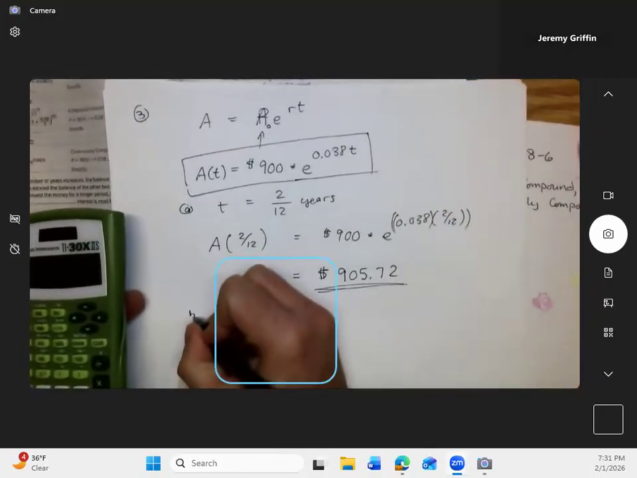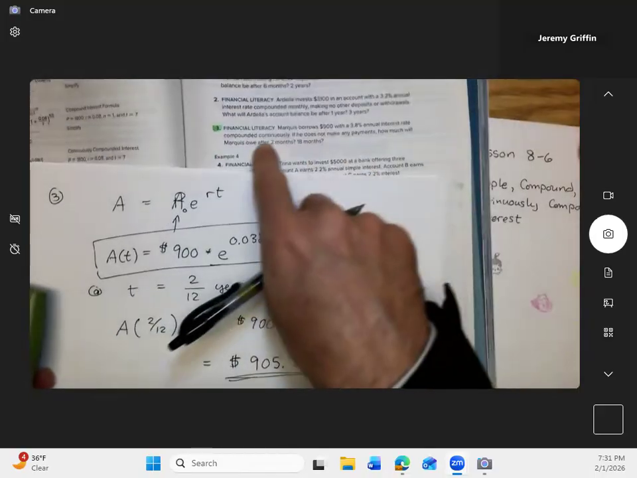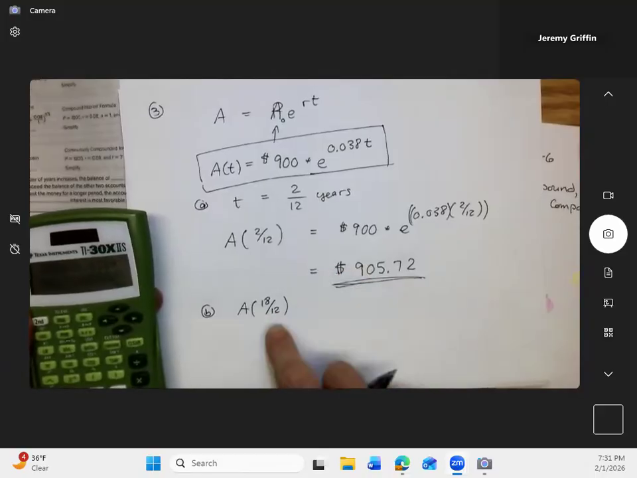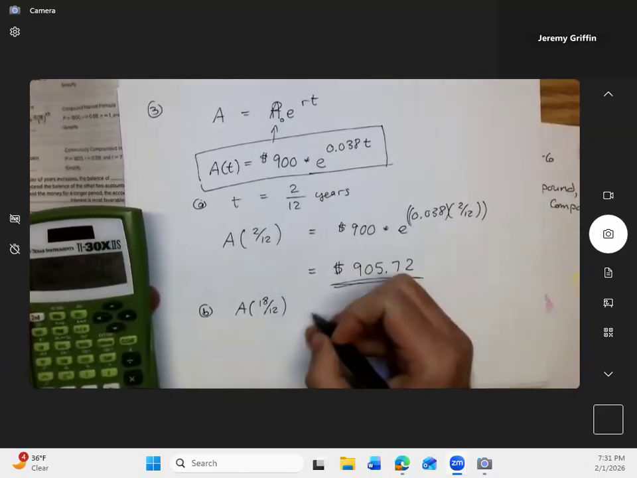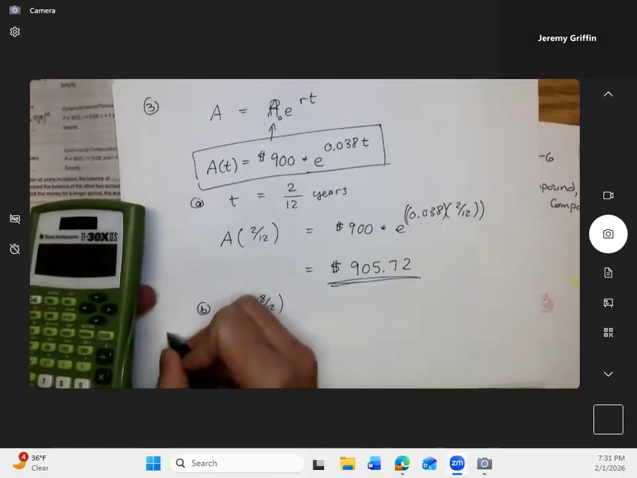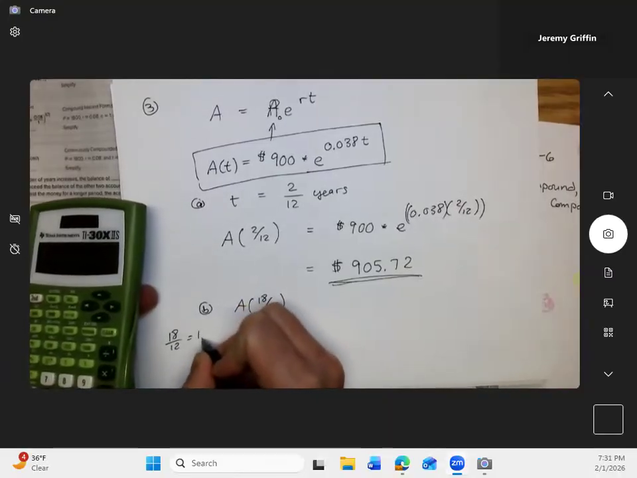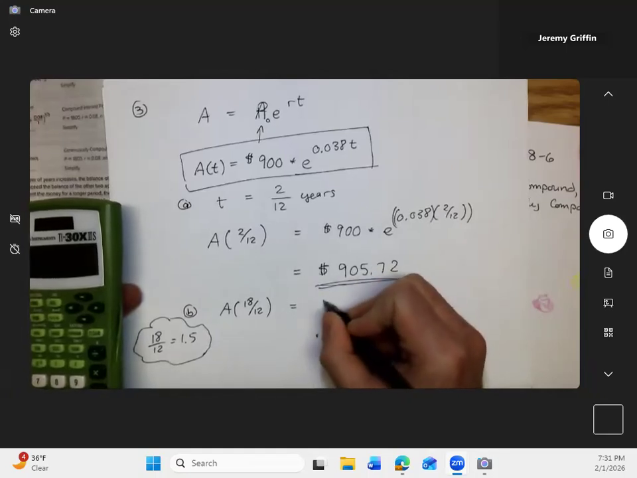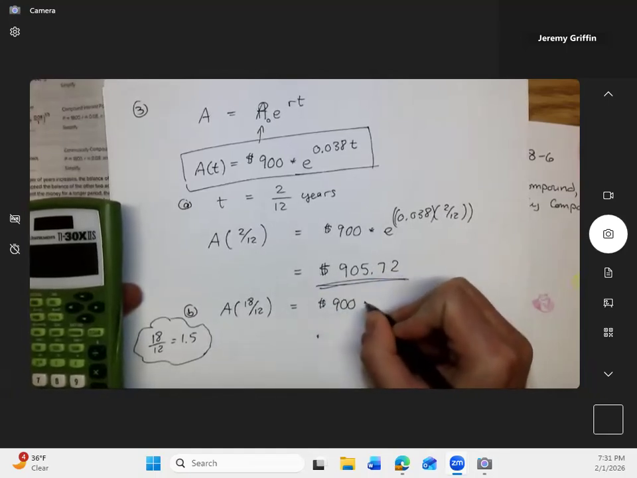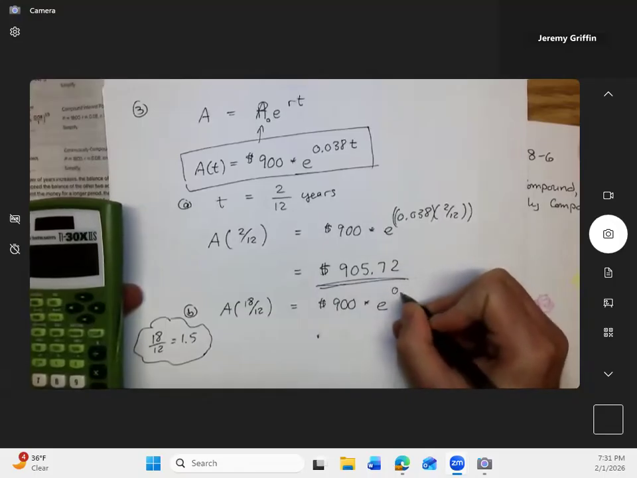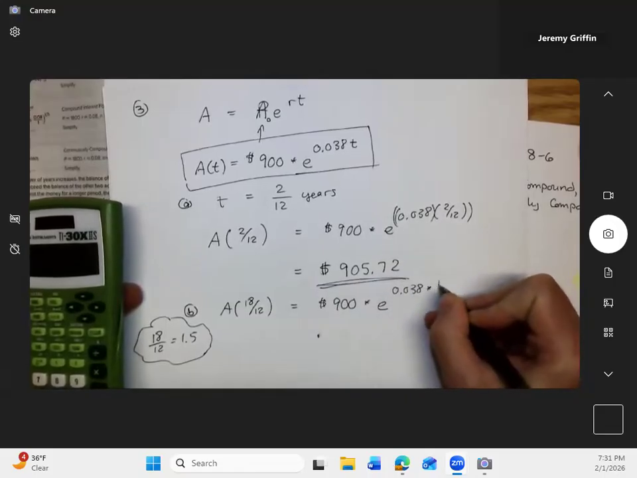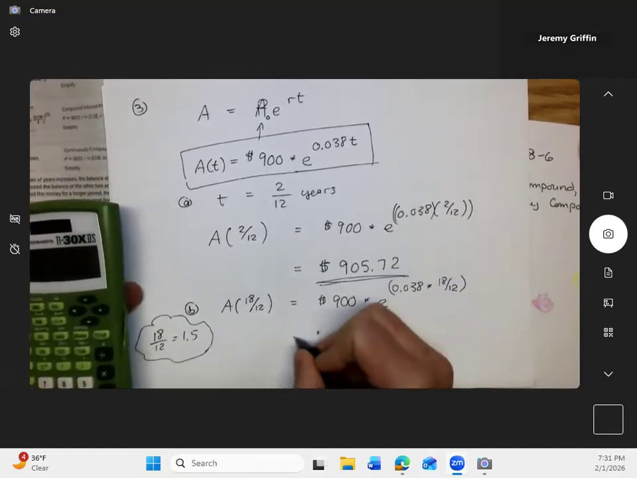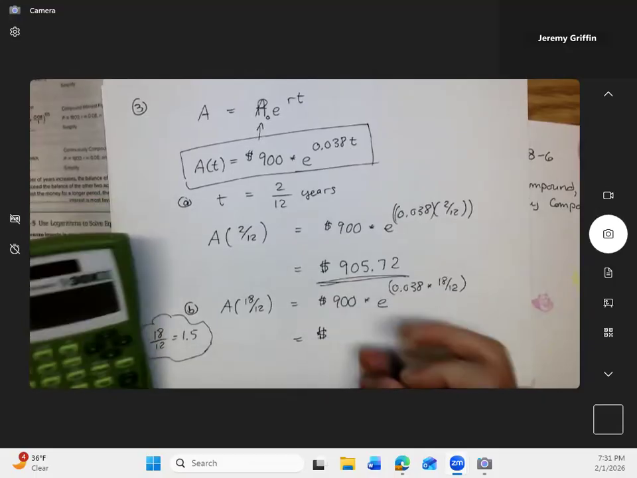All right, let's try the amount after 18 months. Well, 18 months compared to 12 months, you could also call that 1.5 years. 18 over 12 equals 1.5. So take your $900 times e to the 0.038 times 18 over 12, or 1.5 if you like, all in parentheses. Let's see how much after a year and a half.